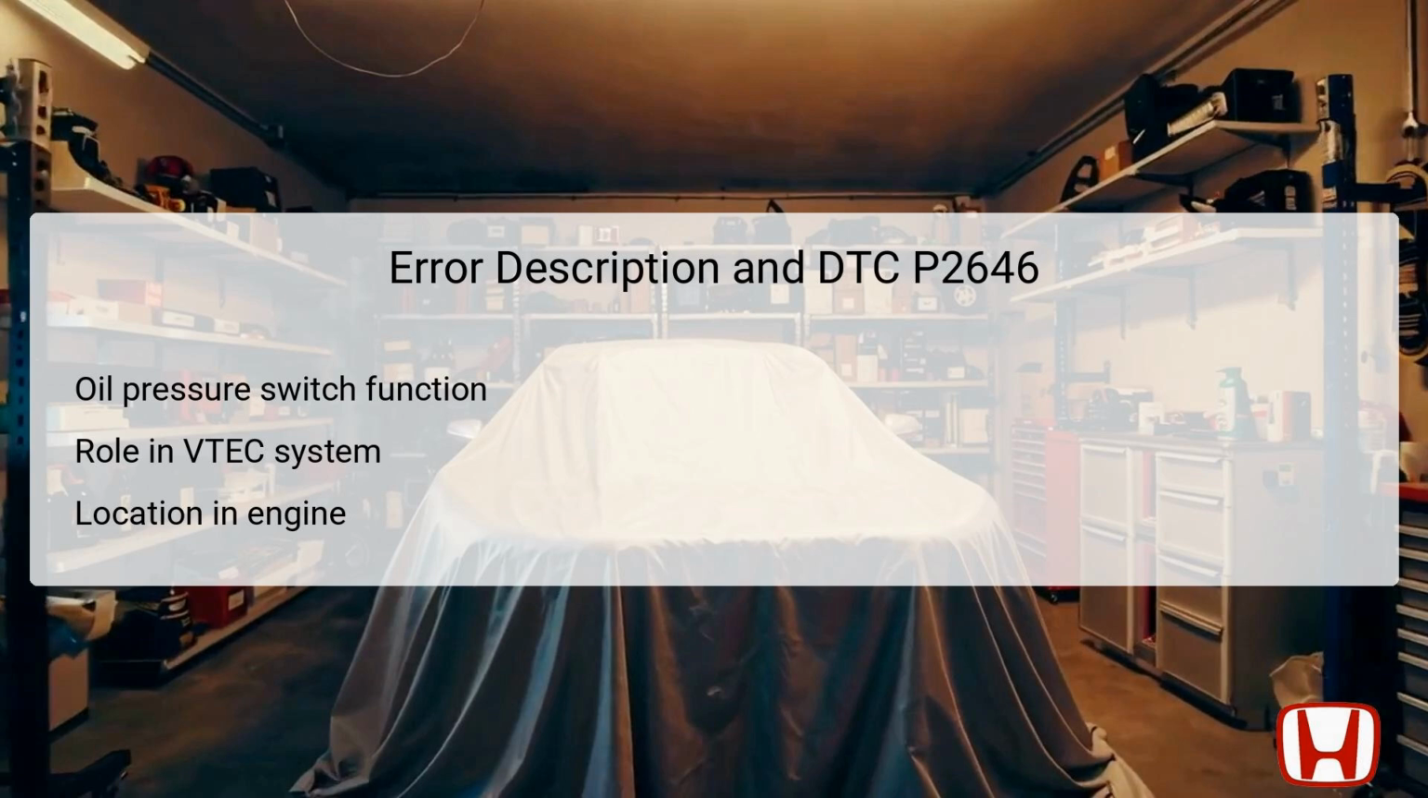Located near the cylinder head, its placement is strategic for immediate access to oil flow and pressure readings. If this switch fails or sends inaccurate readings due to low voltage, it generates DTC P2646, signaling potential issues within oil circulation or control. This circuit is vital for maintaining the engine's efficiency and responsiveness across varying RPMs and conditions. Understanding this component's role and location aids in systematic troubleshooting.